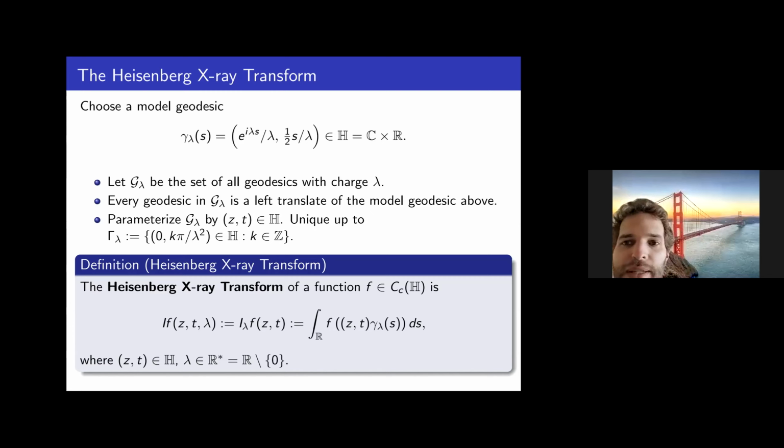And because of this left translation property of the Heisenberg geodesics, I can parameterize all the geodesics by elements of the Heisenberg group itself. And there's some non-uniqueness in this parameterization, and that's captured by this discrete subgroup lambda. Because these geodesics are helices, it makes sense that whenever you translate one of these geodesics up by this fixed amount, you arrive at the same geodesic. So in sum, we can parameterize all the geodesics by these variables, complex variable z, t and lambda, and write the X-ray transform this way. And it's well defined as long as f is a compactly supported continuous function.